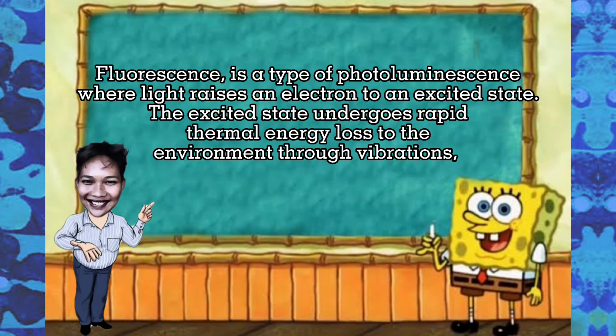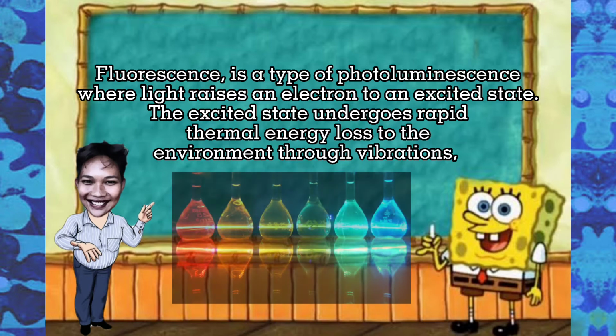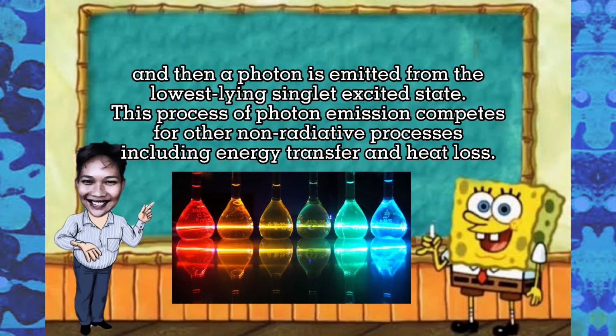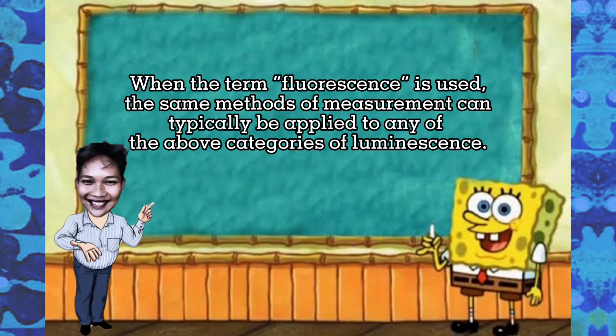Moving on, fluorescence is a type of photoluminescence where light raises an electron to an excited state. The excited state then undergoes a rapid thermal energy loss to the environment through vibration. This results in a photon being emitted from the lowest-lying singlet excited state. This process of photon emission competes with other non-radiative processes, including energy transfer and heat loss. When the term fluorescence is used, the same method of measurement can typically be applied to any of the above categories of luminescence.